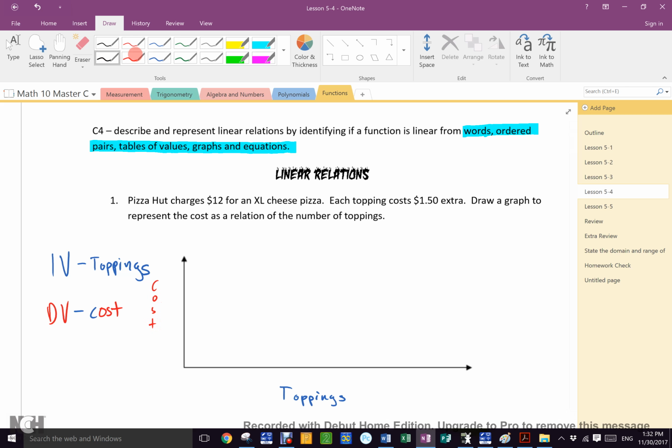Now, what is our scale for toppings? 1. Oh, okay. What's the next number that would be on our list? 2. And then what? 3. And then 4. And we're going to stop at 5. Everybody cool? Because anything more than 5 toppings on pizza is just a mess. Right? Yeah, 20 toppings. Okay, everybody cool?